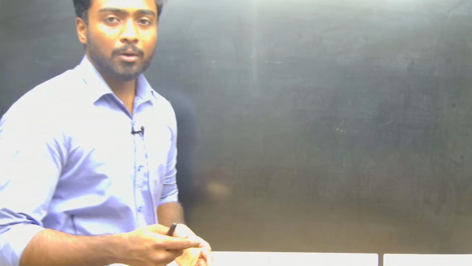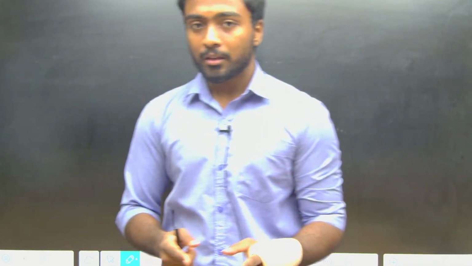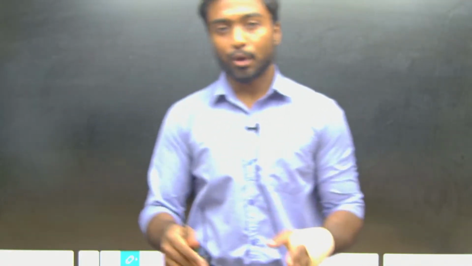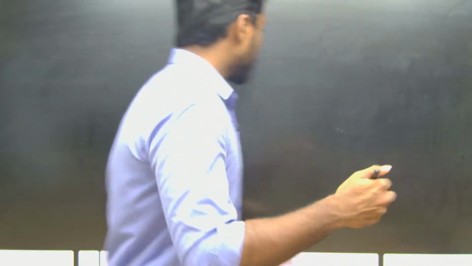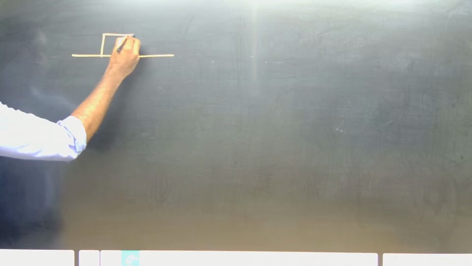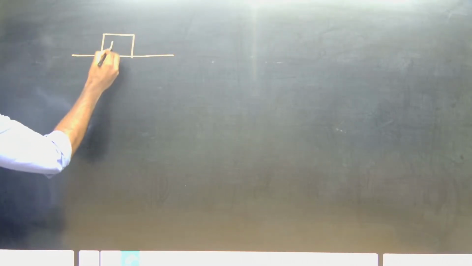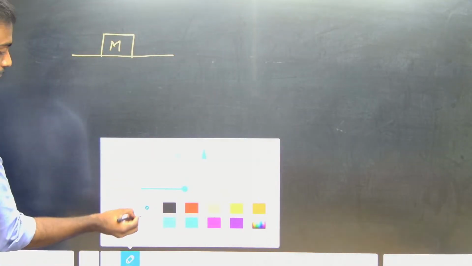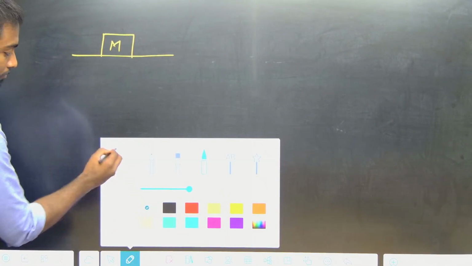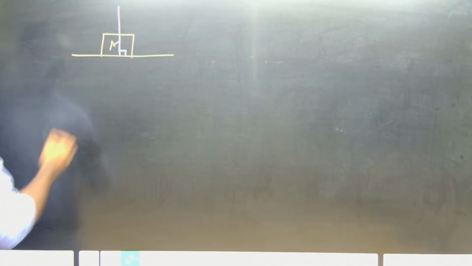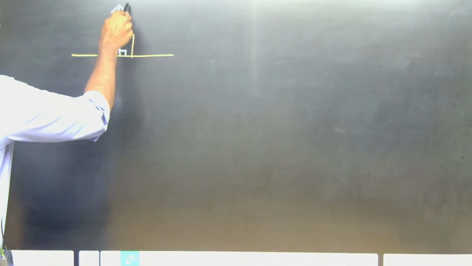So, what we know, normal force is nothing but the force drawn perpendicular to the surface of the given block or given object. If this is my surface and the block is given like this, let me consider the block as M. Now, what will be the normal force? This is my normal force, exactly perpendicular.